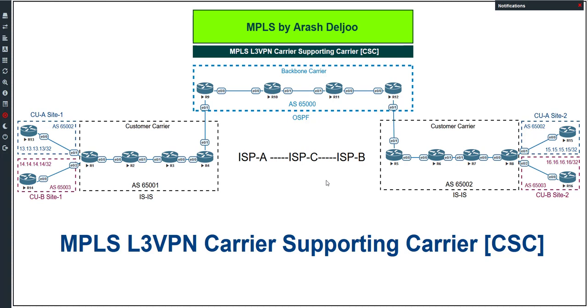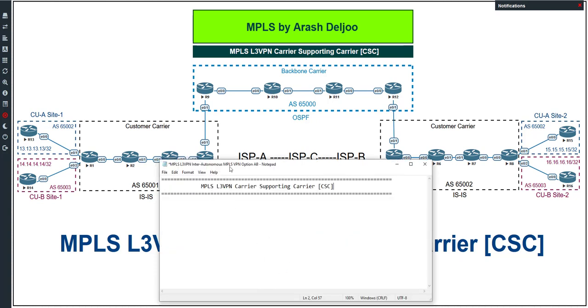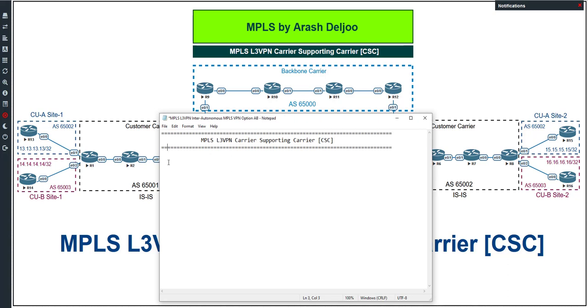The first side of the configuration is the side of the backbone carrier. Let me first configure the backbone carrier, because the customer carriers are customers of the backbone carrier. First, we need to have connectivity between these two customer carriers. Let me start the configuration with a notepad file, starting from the backbone carrier, from router 9. This is the router 9 configuration.